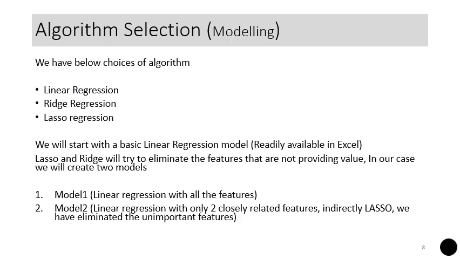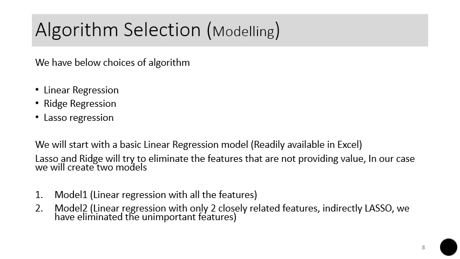Coming to our next step, that is finalizing our model. From our data understanding, we have found that two of the features, temperature and exhaust vacuum, have a strong relationship with the target. However, the other two features, atmospheric pressure and relative humidity, do not have a strong relationship with the target.